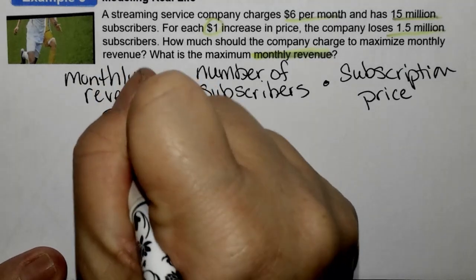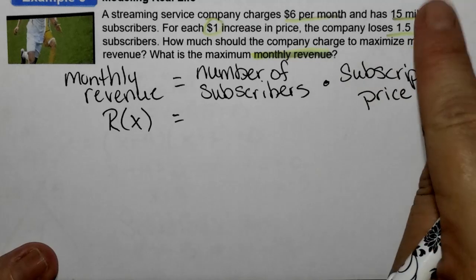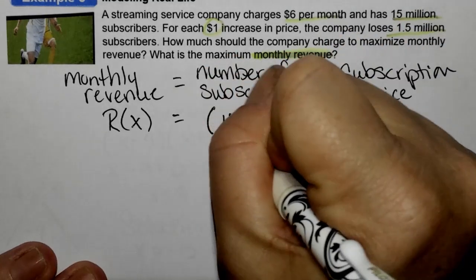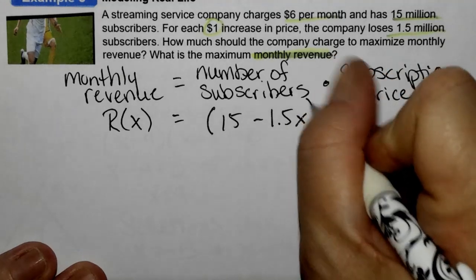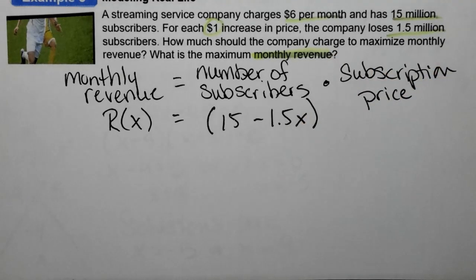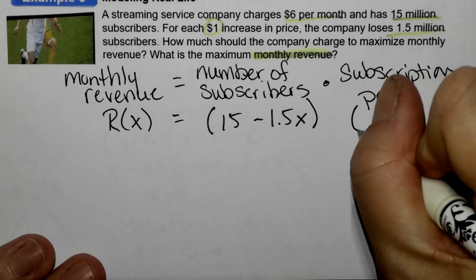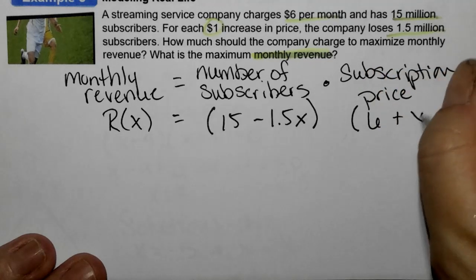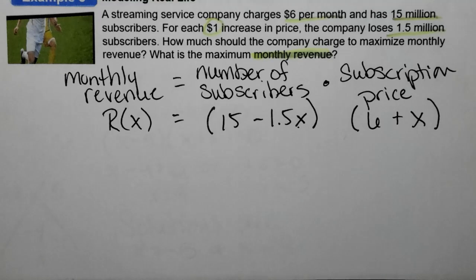So let's call our monthly revenue R of X. Our number of subscribers: we have 15 million, but we lose 1.5 million subscribers for every dollar increase in price. So this is how we're going to set this up. Our subscription price we know is $6, and as we add whatever X is to our price, the number of subscribers we lose goes up. So how do we find the maximum?